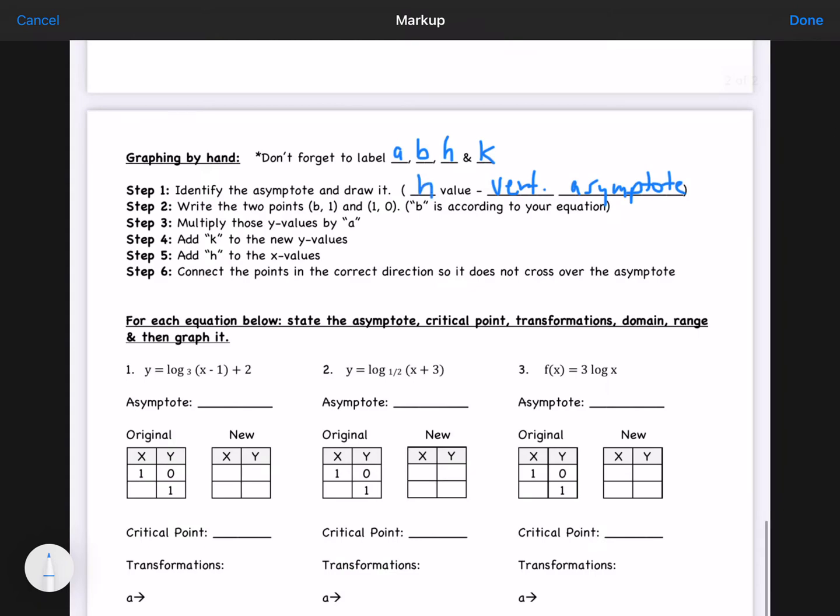So if you look, the steps are very similar to how we graphed exponentials. The two points now are (b, 1) and (1, 0), rather than (0, 1) and (1, b), and b is the base of our equation. The new y values are y times a plus k, and the new x is still x plus h. And then we connect the points.